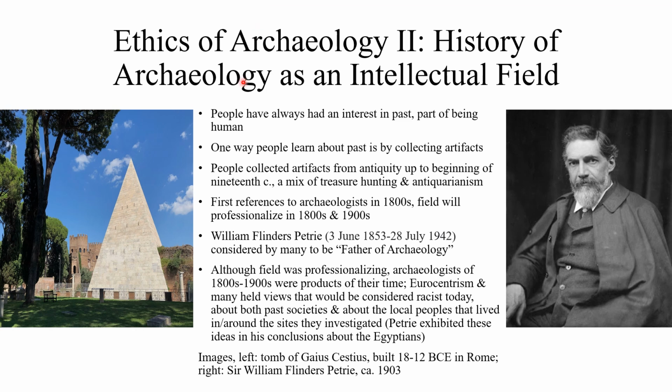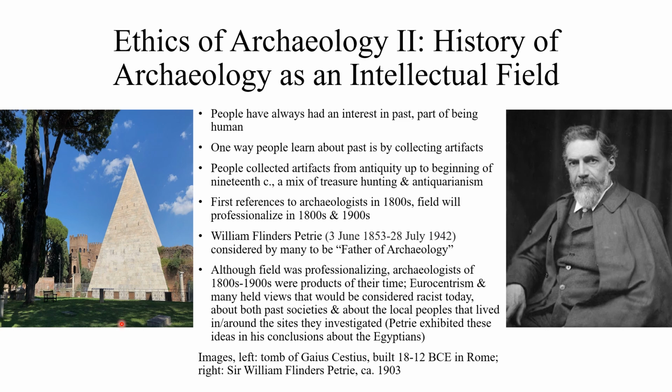And the image on the left-hand side of the slide is actually a pyramid, or it's the tomb of Gaius Cestius. It was built between 18 and 12 BCE in Rome. And Cestius was Roman, but he was very interested in Egypt. You might say that even in ancient times, he's kind of a proto-Egyptologist or a proto-archaeologist of ancient Egypt. Now, obviously, he was not a professional archaeologist, but he was very interested in the past. And this just highlights that people all across history have been fascinated by the past.